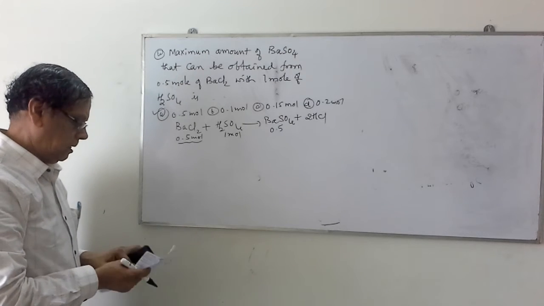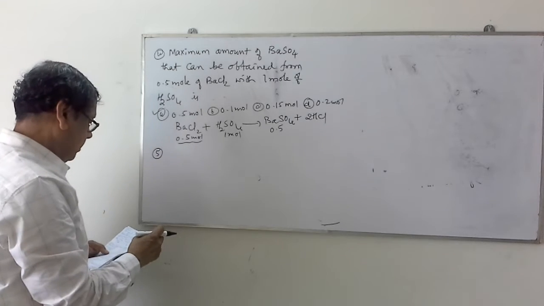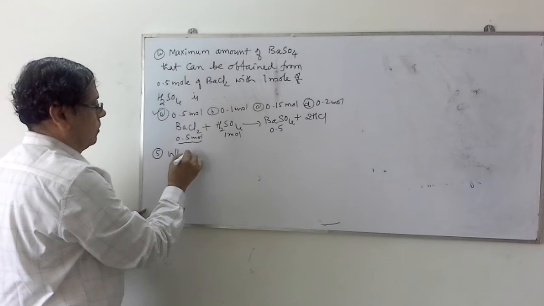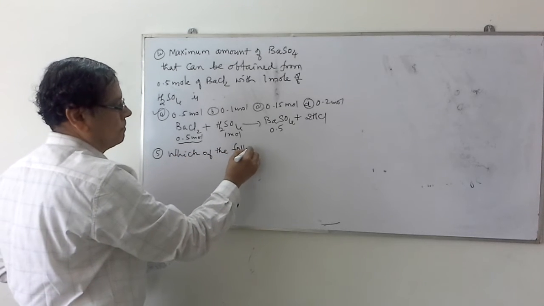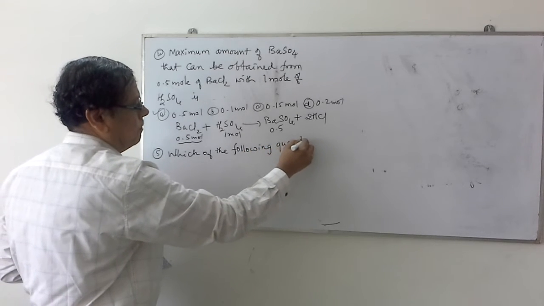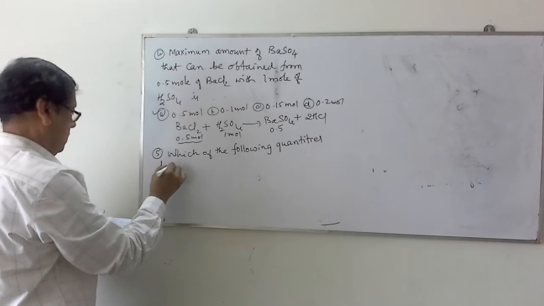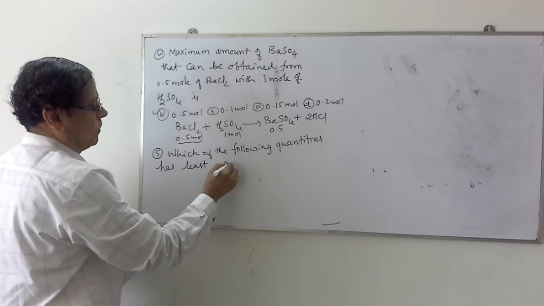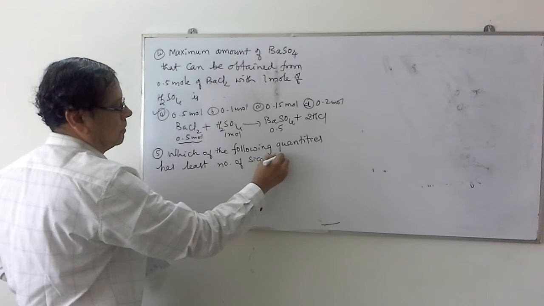The next question, fifth one. Which of the following quantities has the least number of significant figures?